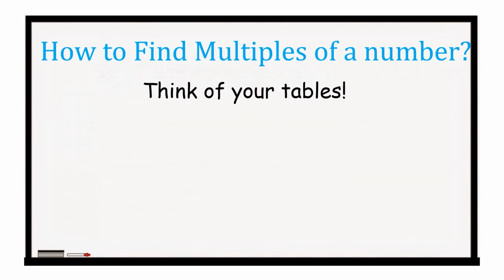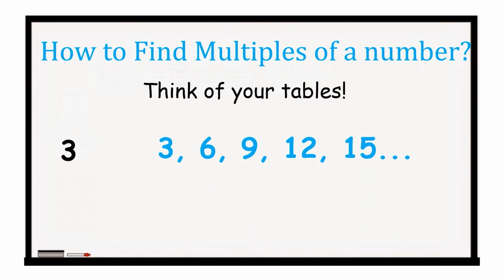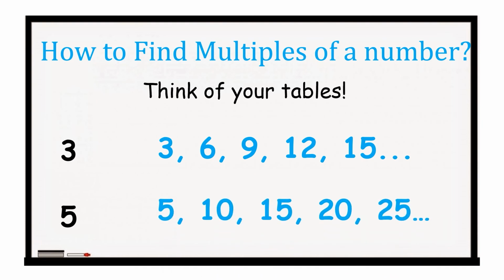Think of your tables. If I want to find the multiples of 3, then I would count in threes. 3, 6, 9, 12, 15, and so on. If I want to find the multiples of 5, I would count in fives. 5, 10, 15, 20, 25, and so on.